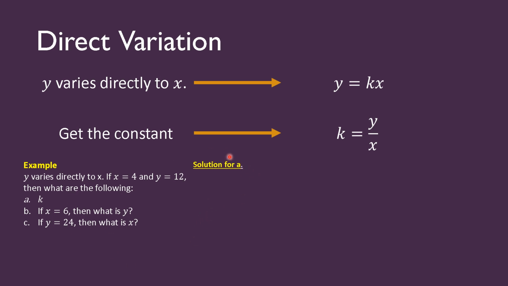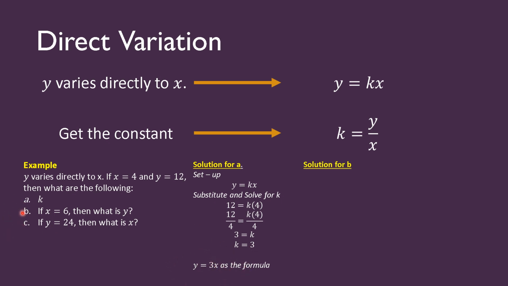First thing to do, let's solve the constant. Working with the setup, we have y is equal to kx. Then we substitute and solve for k. Working with the substitution, you have the given values, which are 4 and 12. So, 12 as y, then k, and then 4. Working with that by the division property of equality, we found out that k is equal to 3. Now, we have y is equal to 3x as the formula. Now, we can solve b and c.